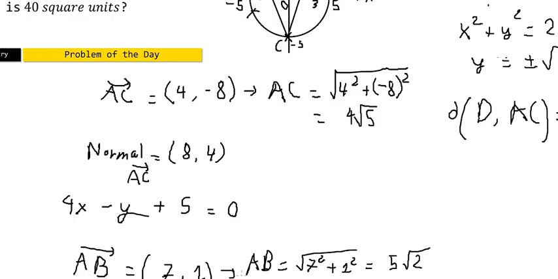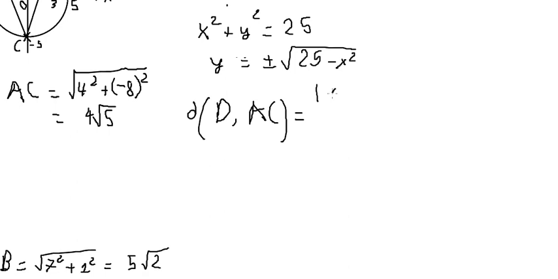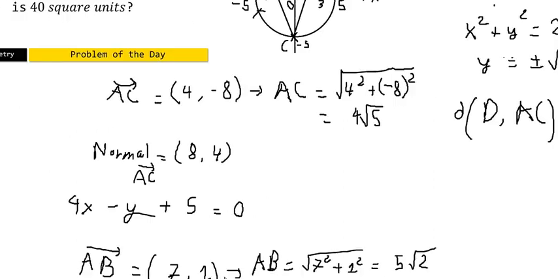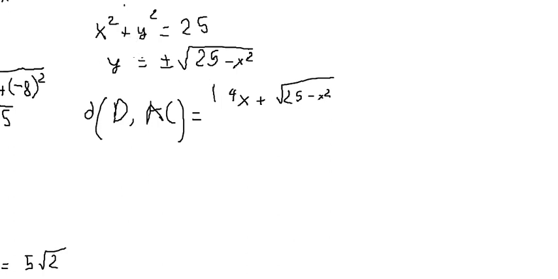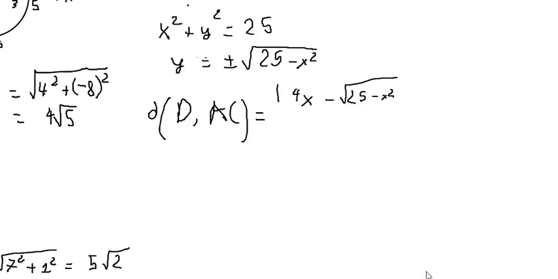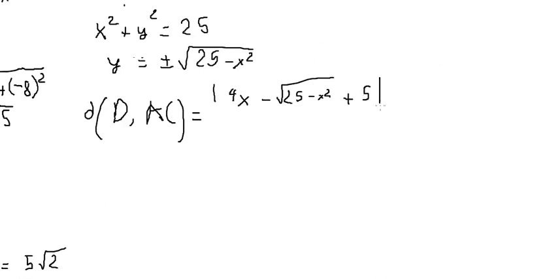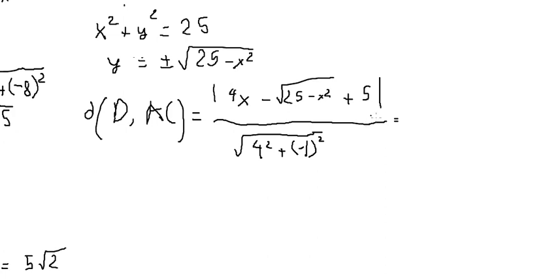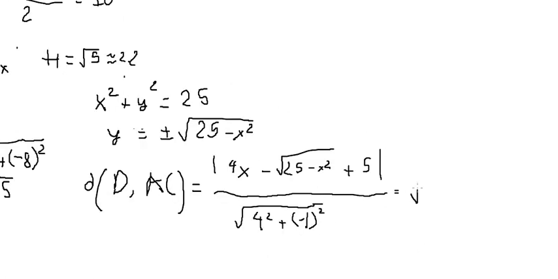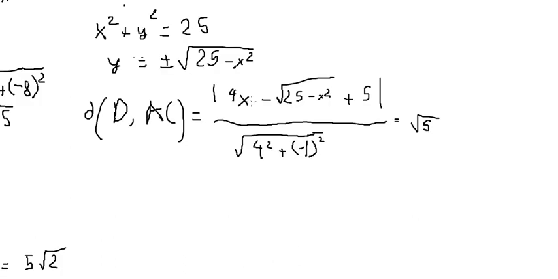We have 4x minus y plus 5, so we have 4x plus the square root of 25 minus x squared, or negative. We go to the positive first, later that we go to the negative, plus 5, over the square root of 4 squared plus negative 1 squared. And that's equal to the square root of 5. So we can find the value of x in here.